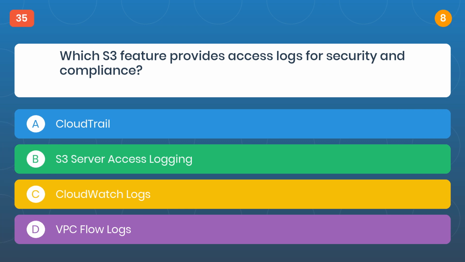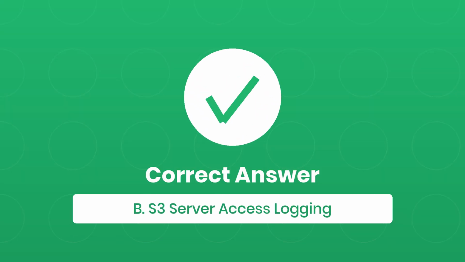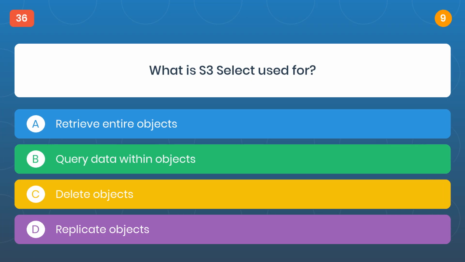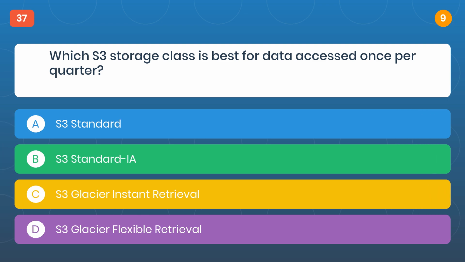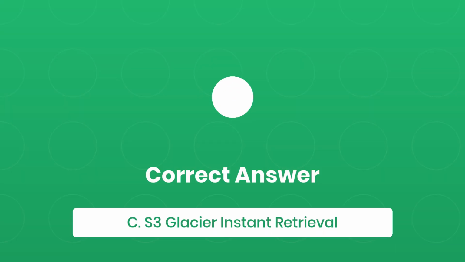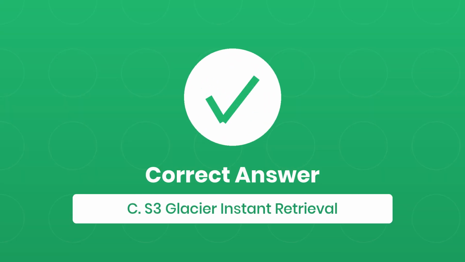Question 35. Which S3 feature provides access logs for security and compliance? The correct answer is B, S3 Server Access Logging. Question 36. What is S3 Select used for? The correct answer is B, query data within objects. Question 37. Which S3 storage class is best for data accessed once per quarter? The correct answer is C, S3 Glacier Instant Retrieval.